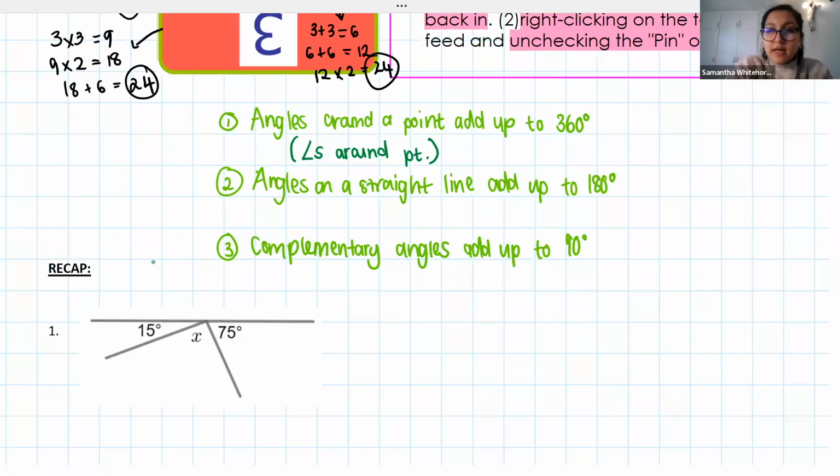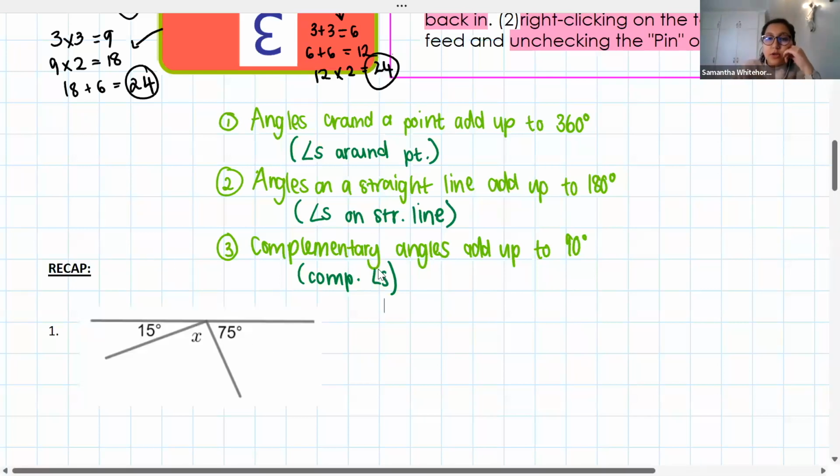Angles around a point add up to 360. Our reason is angles around a point. Angles on a straight line adding up to 180, our reason is literally just angles on a straight line. We abbreviate straight to STR. Some of you use supplementary angles on a straight line. That's also absolutely fine. And for complementary angles, our reason is just comp angles. So far what we know are those three reasons.